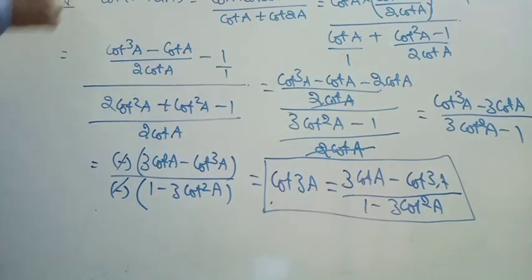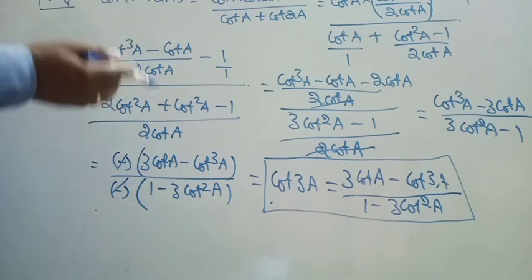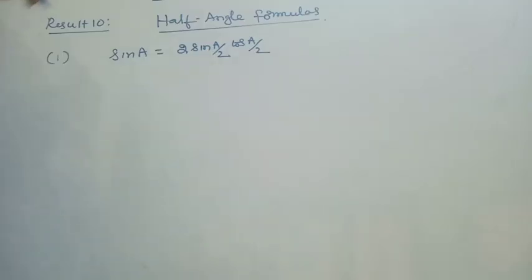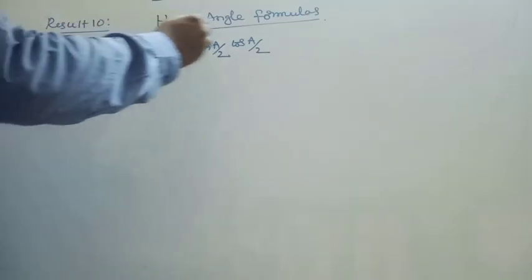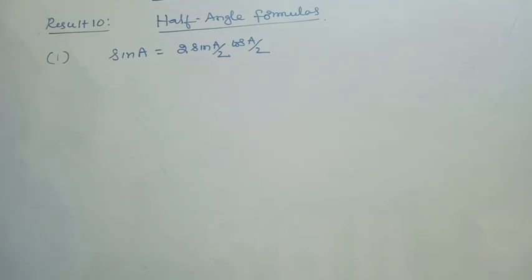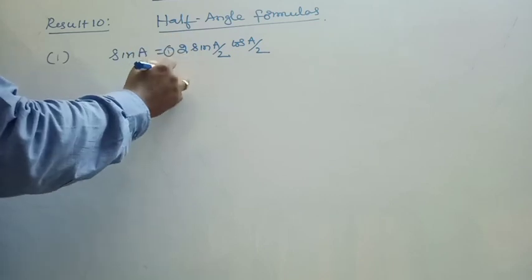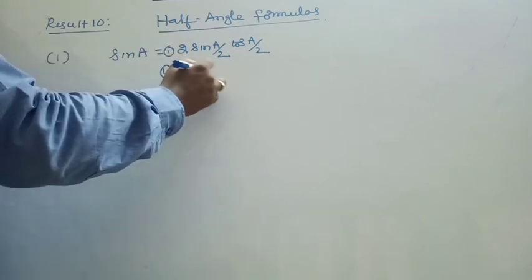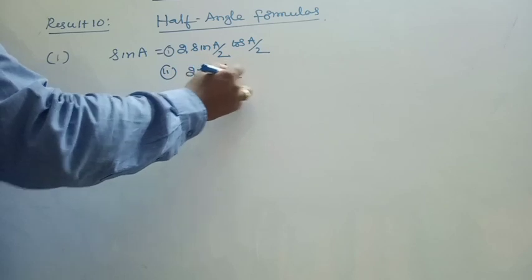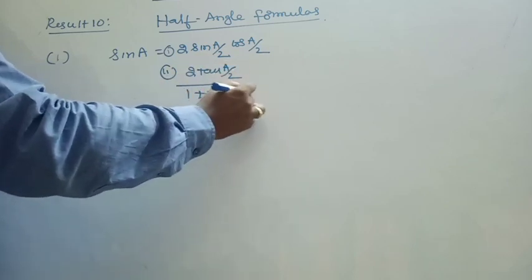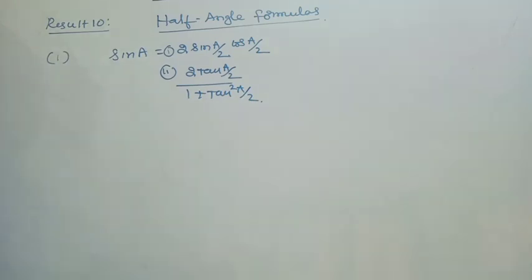See my dear students, how we did. This is just a similar thing to how we got tan 3A. In that way only we got it. Now we have result number 10. Very beautiful things: half angle formulas, my dear students. Sin A is equal to 2 sin A by 2 cos A by 2, one formula, and the second formula is 2 tan A by 2 divided by 1 plus tan square A by 2. These are the things we have here.